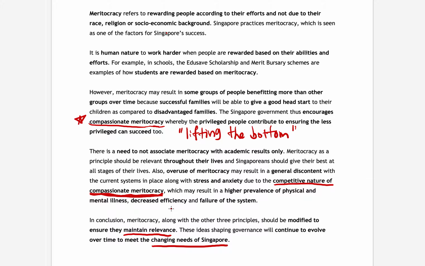Maintaining relevance. What worked 50 years ago may not work today. What works today may not work 50 years in the future. In order for a country to progress, we need to keep having these changes, and a good government needs to continue to adapt with this system and adapt the policies that come along with it.